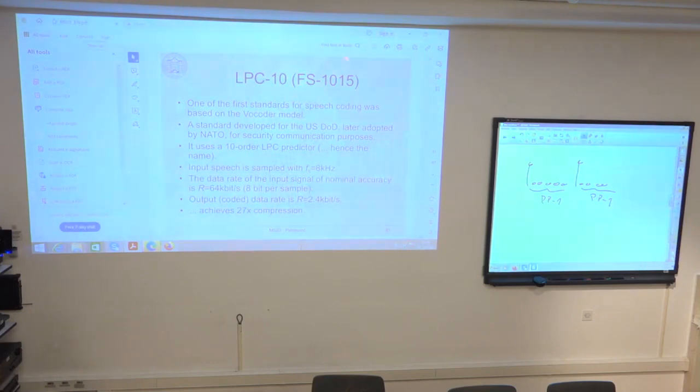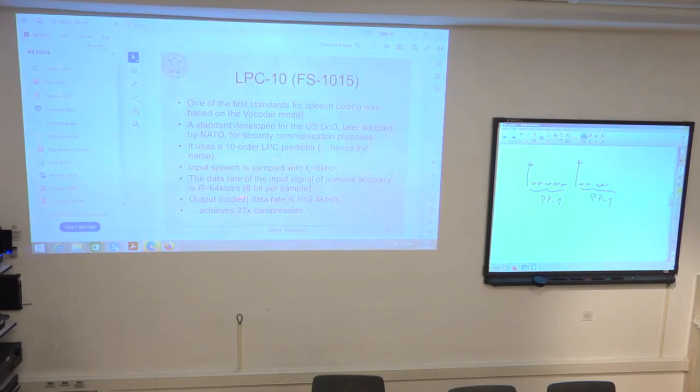known as Federal Standard 1015. It was a standard that was developed by US Department of Defense as a basis for secure communication, for security communication purposes. It uses 10th order linear prediction model, and that is the source of its name. So the abbreviation LPC10 comes from this P equal to 10 for this coder.